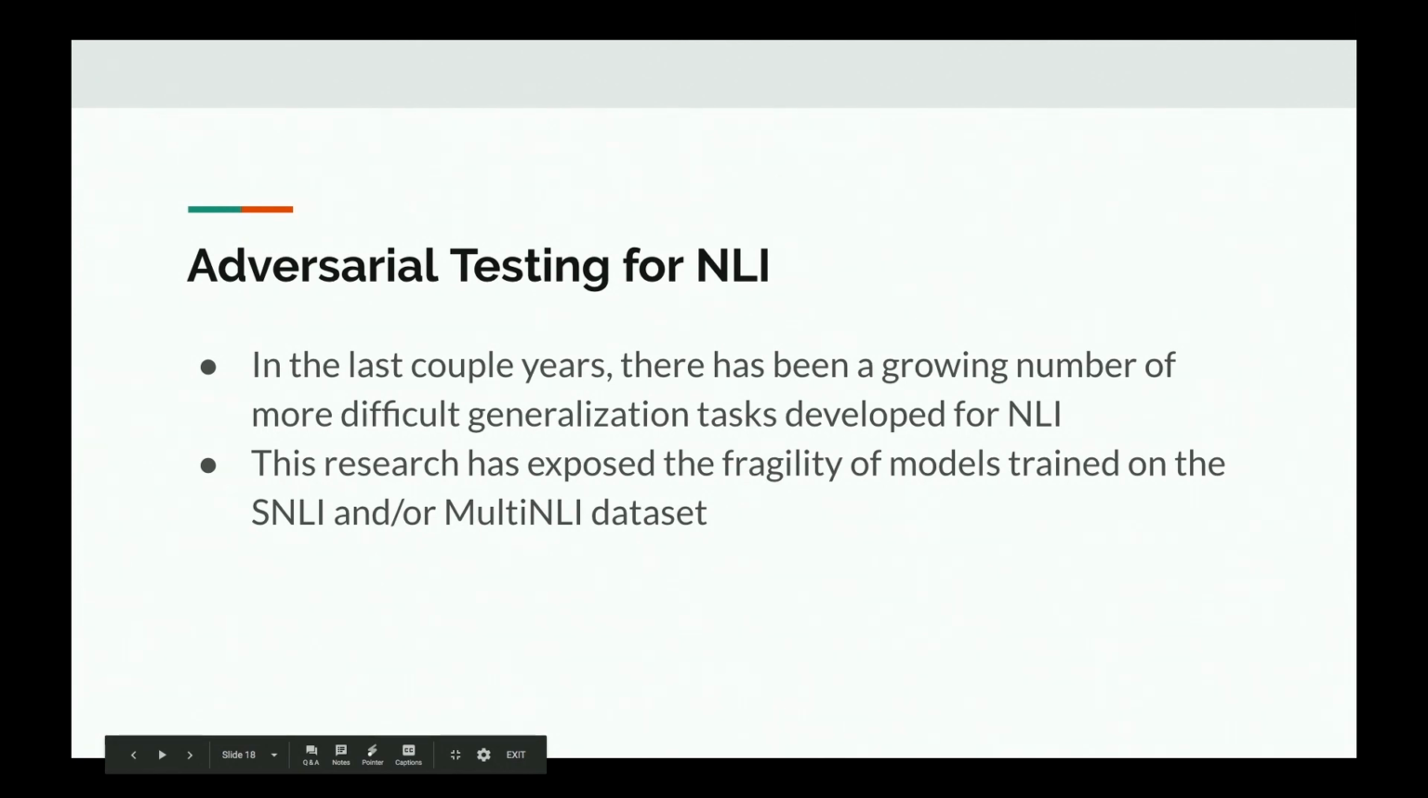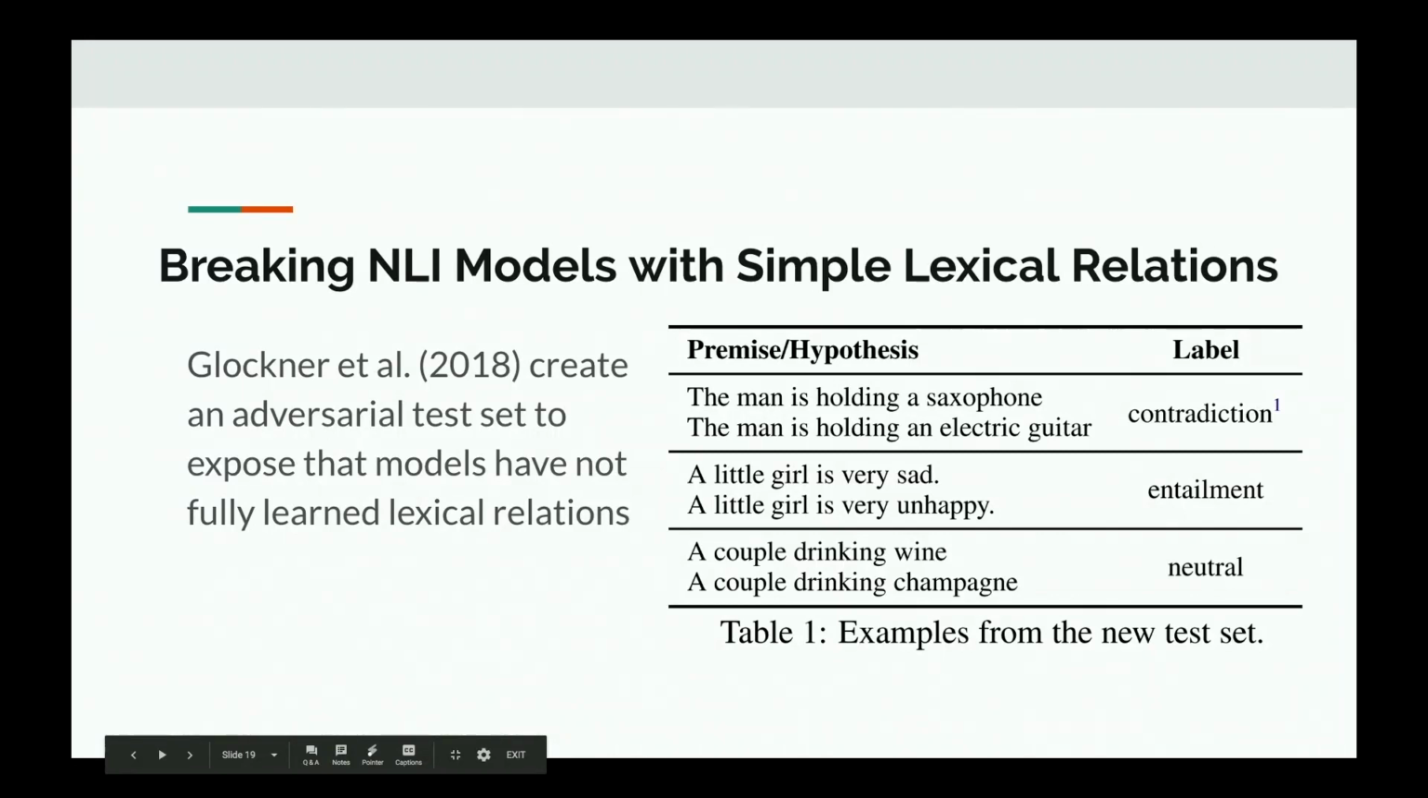Cool. All right, so moving on to NLI. In the last couple of years, there has been a growing number of more difficult generalization tasks that are trying to expose the fragility of models trained on the SNLI and MultiNLI datasets. One of these experiments tries to isolate the capability of models to perform lexical semantic reasoning. To create adversarial testing examples, they take a premise from the SNLI dataset, take a single word in that premise, and exchange it for another word to generate a hypothesis sentence, and that is the adversarial example. You can see there are 3 examples here, and in each of these examples, the label for the sentence comes directly from a relationship between a pair of words.